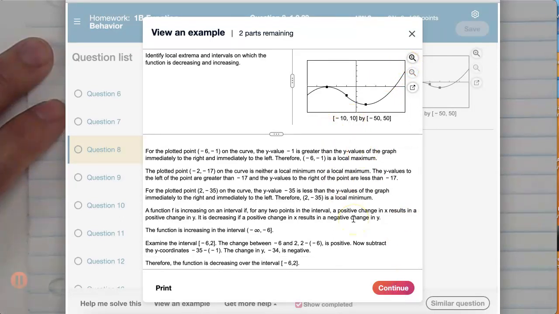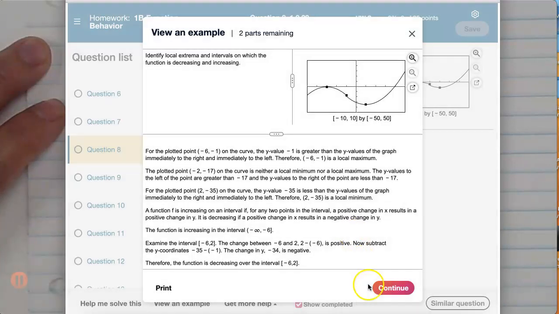Okay, so increasing from negative infinity to negative 6, including negative 6, and from positive 2 to infinity. It is decreasing from negative 6 to positive 2.